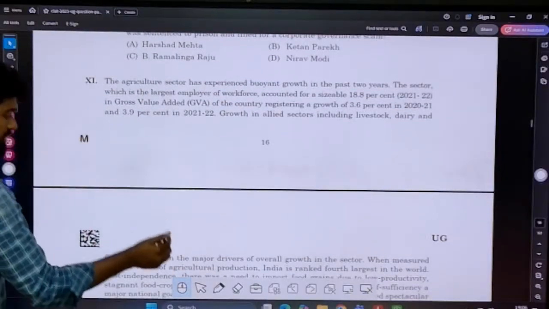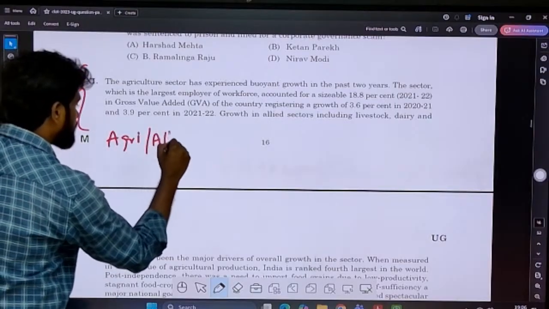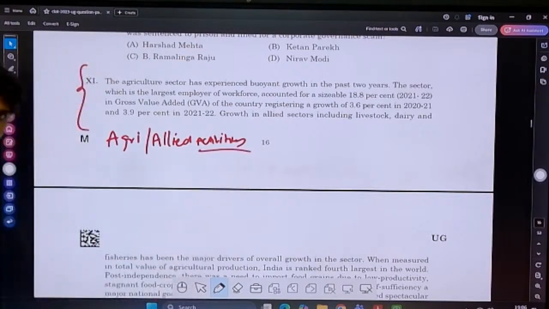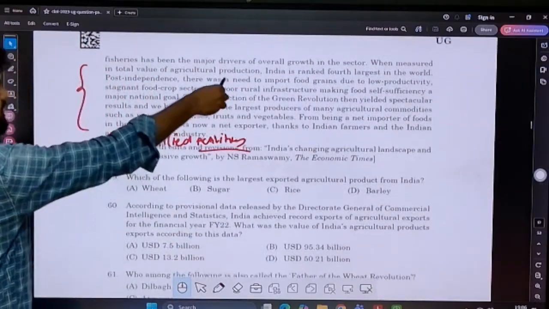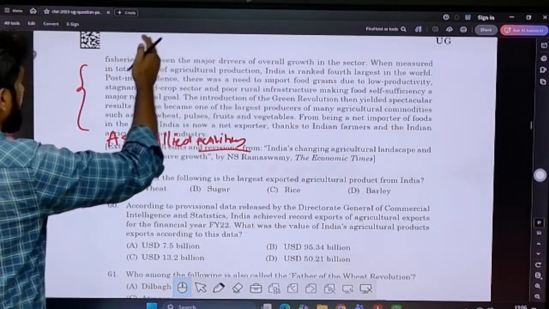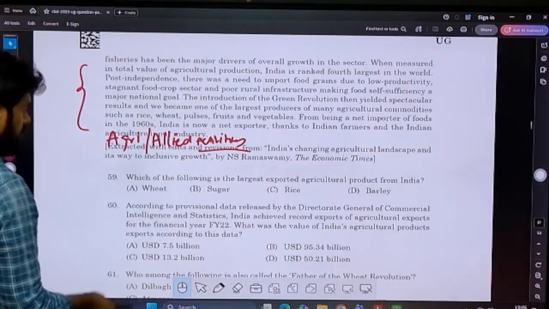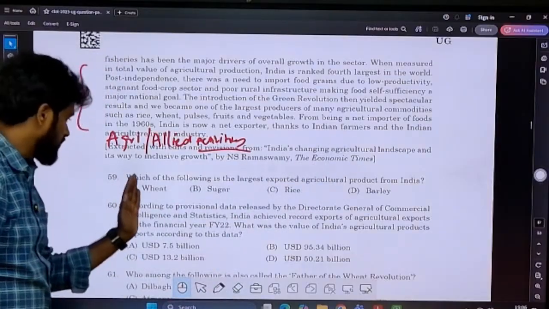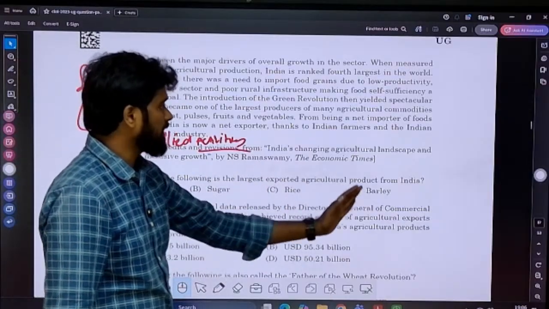So this article is talking about what? Agriculture and allied activities. The entire article was talking about the same thing. Fisheries has been the major driver of overall growth. When measured in total value of agricultural production, India is ranked the 4th largest in the world. Post-independence, there was a need to import food grains due to low productivity and stagnant food crops. So, which of the following is the largest exported agricultural product from India?